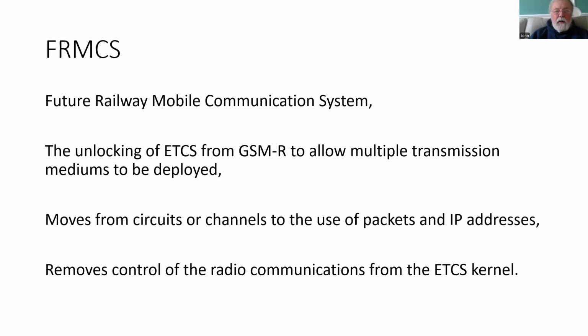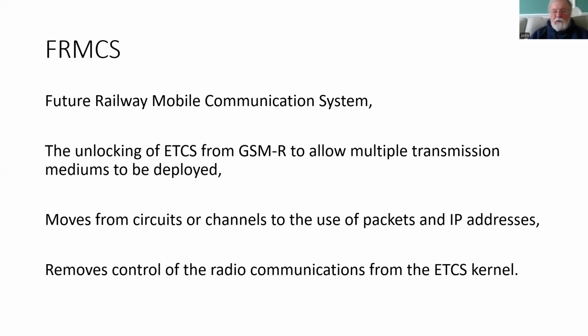FRMCS. FRMCS is the Future Railway Mobile Communication System, unlocking ETCS from GSM-R. And not only does it allow multiple transmission mediums to be deployed, but it also allows multiple systems to share the transmission medium. Early on, GSM-R operated over circuits or channels, where it was effectively a phone call where data was transmitted as a series of frequencies.